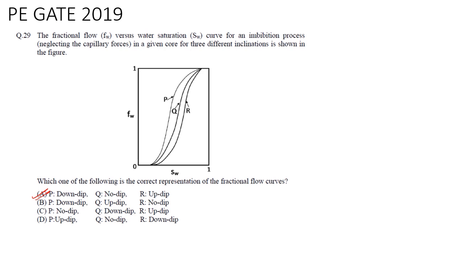This question was asked in GATE 2019. Let's look at the question. The fractional flow versus water saturation curve for an imbibition process in a given core for three different inclinations is shown, P, Q, R. So my answer would be: R would be my up dip system, P would be my down dip system, and Q will be the no dip system. I have discussed this in my theory session.